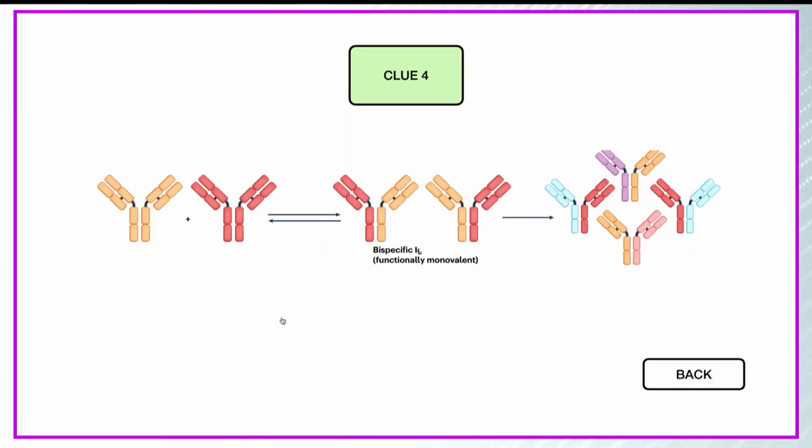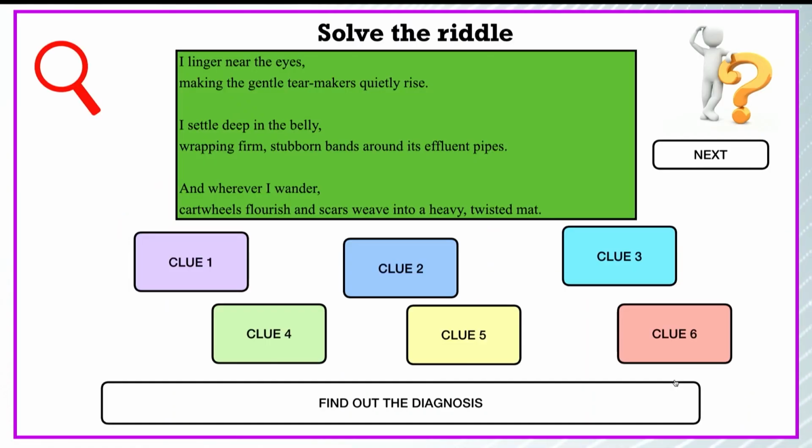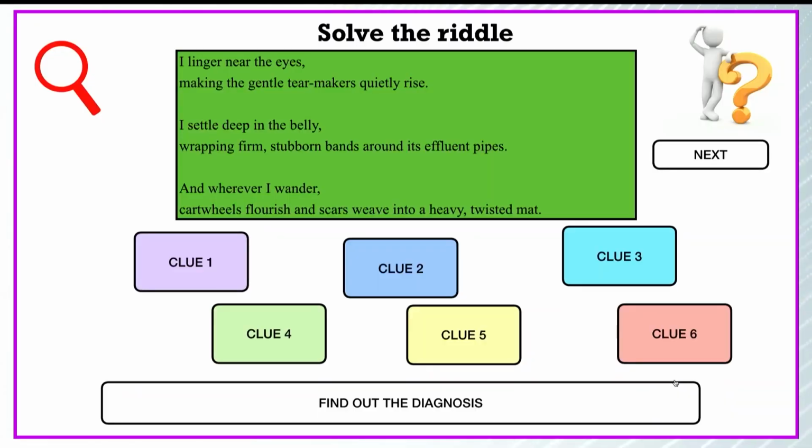IgG4 derivatives. Yes, it's the correct answer. Do you want to explain why you chose IgG4? Actually, we thought of the clues also. Retroperitoneal fibrosis. And can you tell the whole riddle? The lacrimal gland involvement, then settling in the retroperitoneal fibrosis. Cartwheel, storiform fibrosis, scars weaved into a heavy twisted mat. Yes. A big round of applause to Team 1. Correct. They get the answer, 20,000.